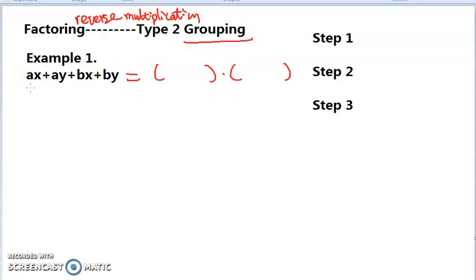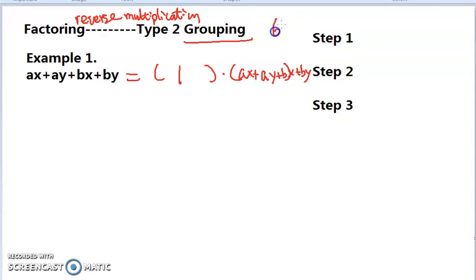Because GCF is something that goes into all of the terms. When we look at all of these, we cannot find any number or letter that goes into all of them. You may say 1 goes into all of them, but if you factor out a 1, nothing changes. You divide everything by 1 and get exactly the same thing. That's not called factoring.